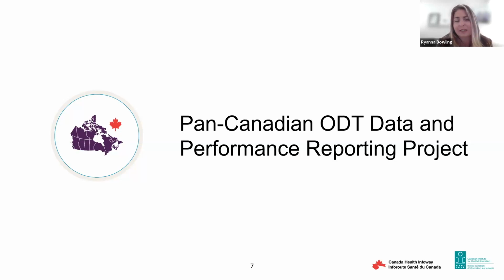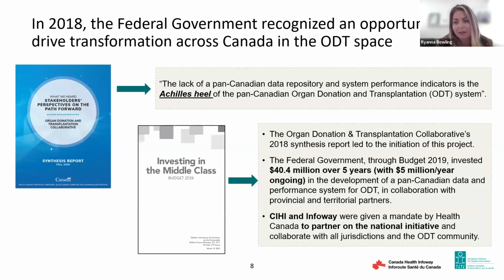So next slide shares that in 2018, our federal government recognized that there was an opportunity to really transform the way we collect data. In that report, they called the lack of a data system and the performance reporting indicators really an Achilles heel of the system for ODT in Canada. CIHI and Infoway were then mandated, or given the mandate, to partner together on this multi-year initiative. And it is quite an ambitious project.